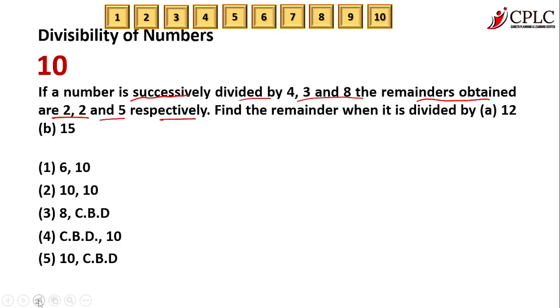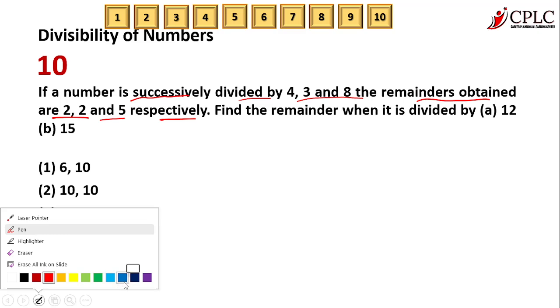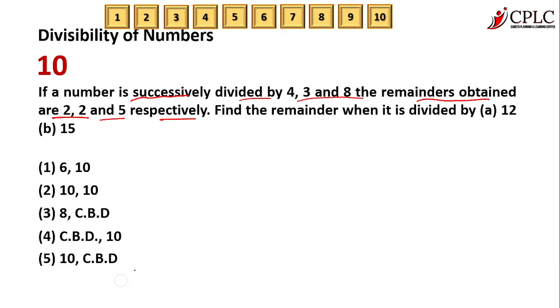So how do we do this? The method is very, very simple, but we have to start in reverse. The first thing is that the number was divided by 8 in the last part, and the remainder that we got was 5. So we can consider any model number which will satisfy this property, and that model number is 5 itself. Why 5? Because if you divide 5 by 8, it is not divisible.